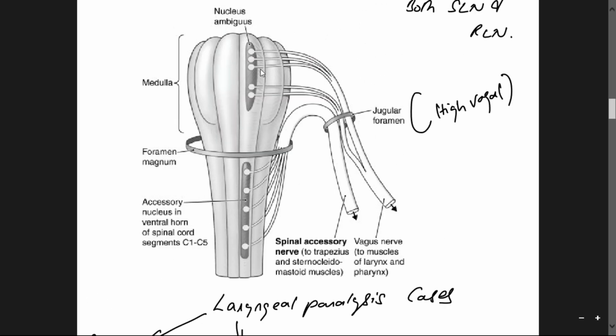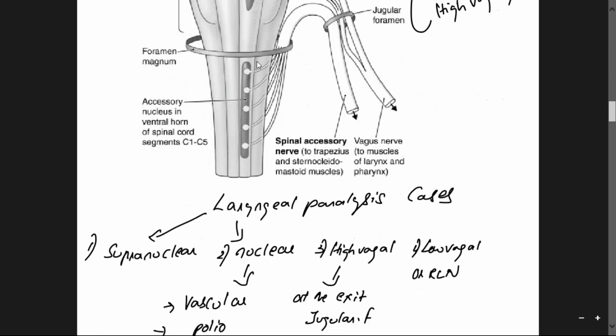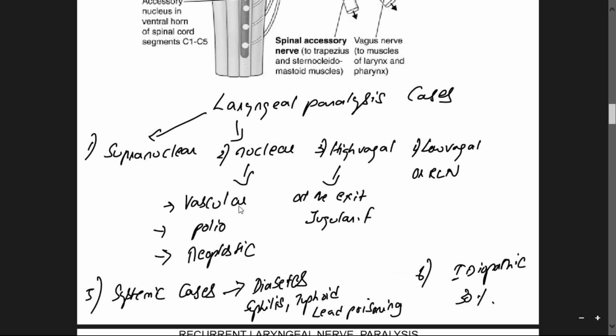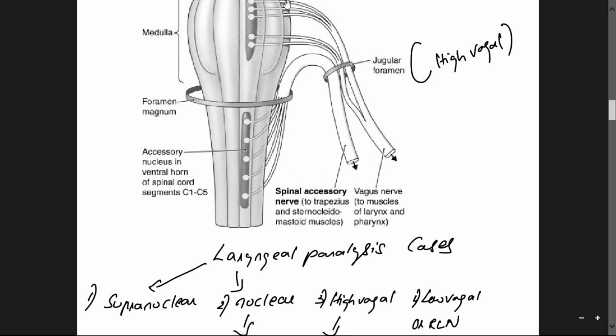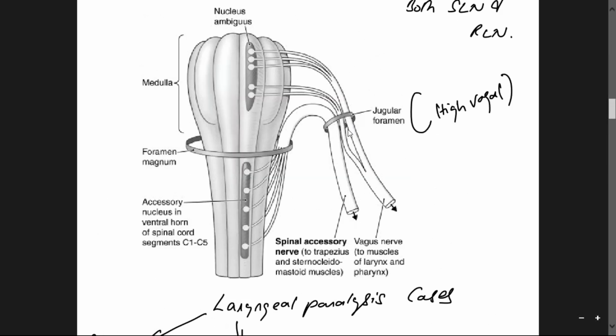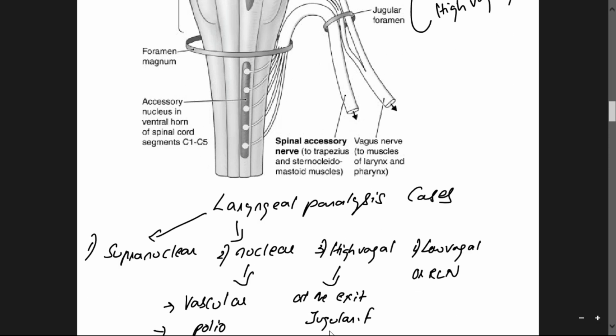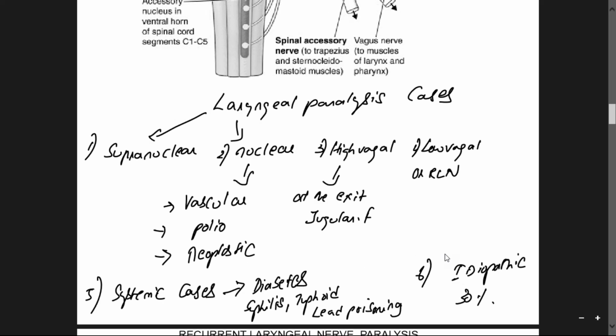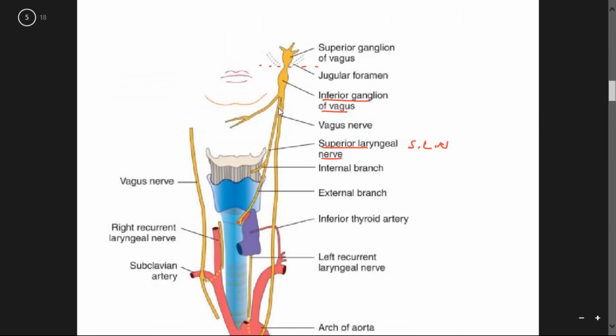The nuclear. What are the causes which involve the nucleus of the vagus nerve? Any vascular process, polio, or let us say cancerous lesions of the nucleus ambiguus in the medulla might involve the vagus nerve. Okay, now high vagal means the lesion at the jugular foramen. This is called a high vagal lesion. So high vagal is at the exit of the jugular foramen. Low vagal is at the branching, once outside. So once outside, this will all be low vagal.